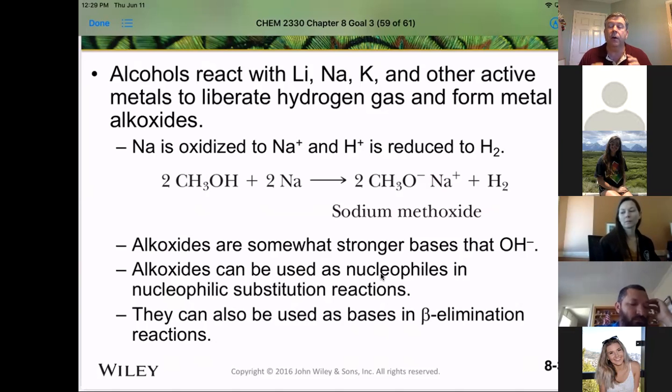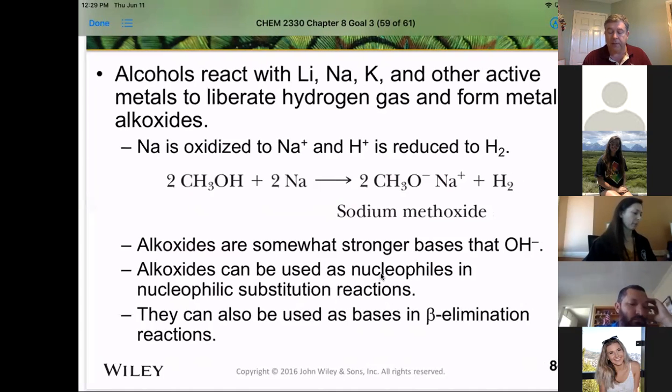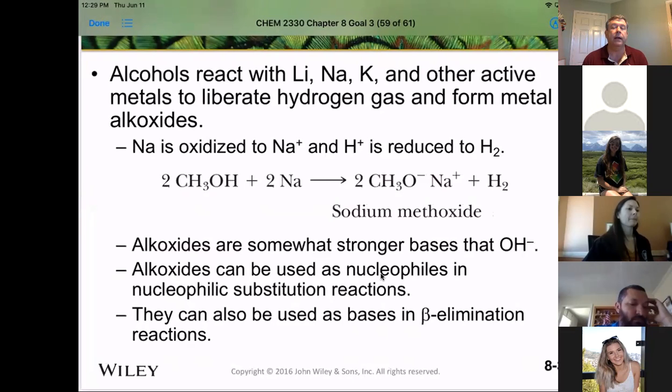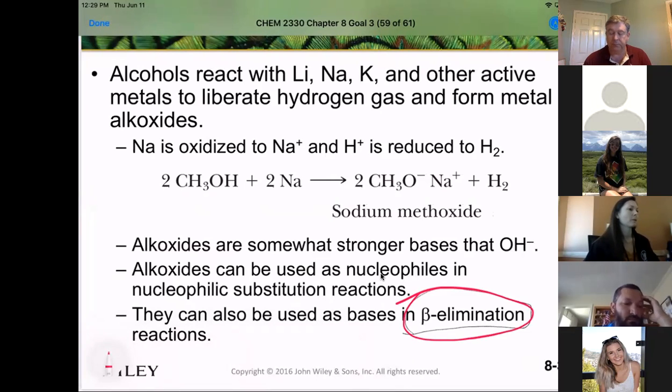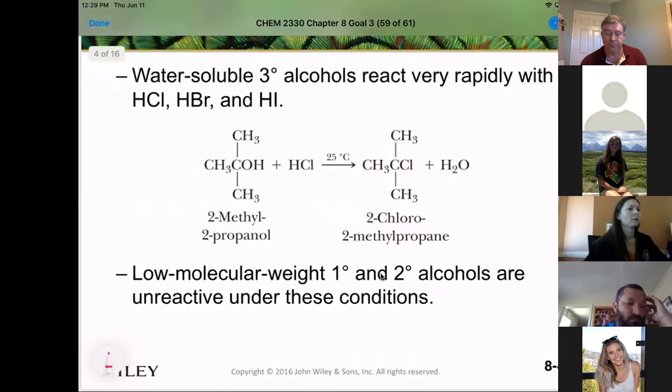But the other thing to notice is that methoxide is one of our nucleophiles, and one of our really strong bases. So this is a reaction we use for alcohols to make them into other things, okay? Something like this can be used a lot as a nucleophile on primary alkyl halides, but it's also a good base, so with secondary and tertiary alkyl halides we'll end up with beta elimination, okay? So that's one kind of reaction alcohols do.